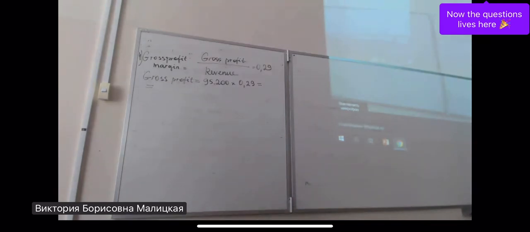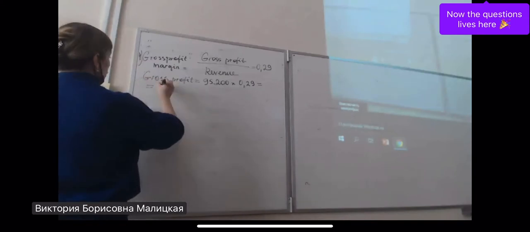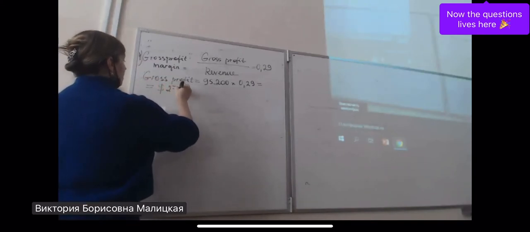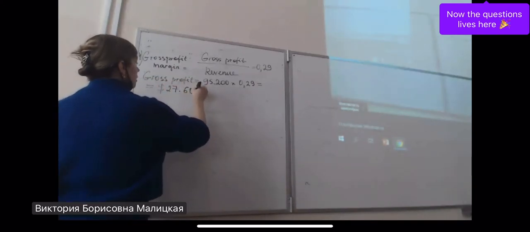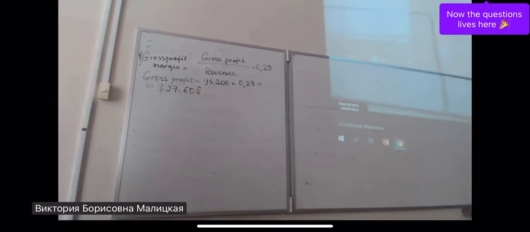You will have a much shorter one. It combines everything. You won't have a system of equations on the exam. It's just a big, complex one that we are just covering. This is what I prepared. So my gross profit is 27,608. This is how much I received. Is that clear? Good.